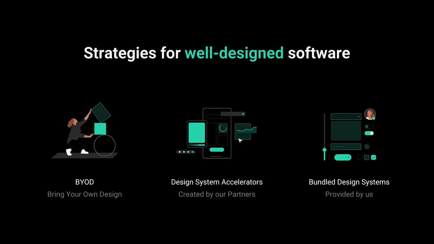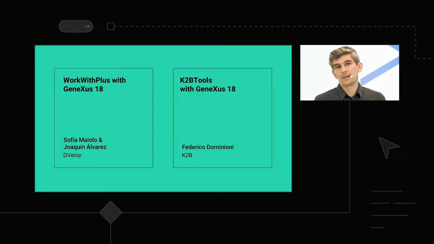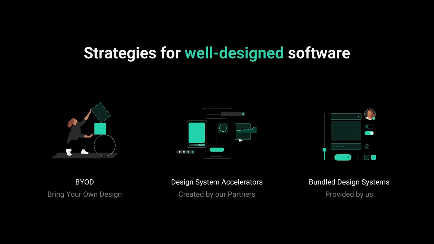And the second strategy is to use tools given by your partners. So you can take a look at Sofia and Joaquin's talk that tells you a bit about Work with Plus, or Federico's talk that tells you a bit about K2B tools. The third strategy is using a design system that is incorporated in GeneXus, such as Unanimo. Unanimo is a design system that we are releasing with GeneXus 18 that we are proud to present in this release.